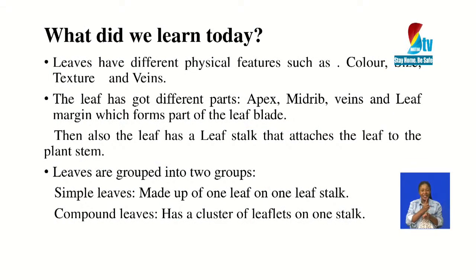So to sum up my lesson, today we talked about leaves. We said leaves are having external features, which are color, size, texture, and veins. The leaf has got different parts, that is the apex, midrib, veins, and leaf margin, which form what we call a leaf plate. Then also we're having the leaf stalk that attaches the leaf to the plant stem. Leaves are grouped into two. We're having simple leaves, which are made up of one leaf on a stalk, and the compound leaves has a cluster of leaflets on one stalk.